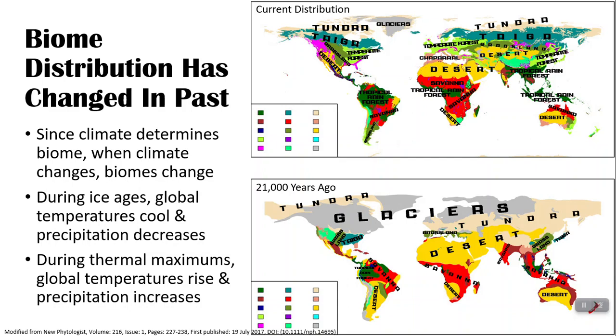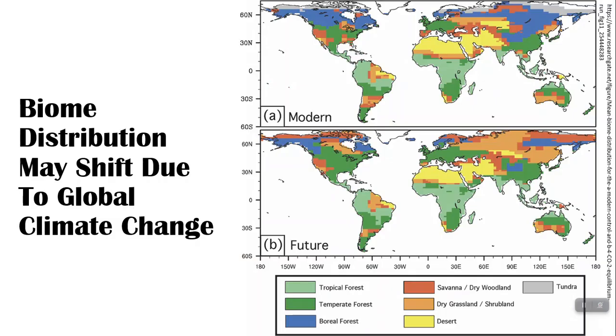dramatically. When temperature's colder, usually a lot of water in the planet is locked up in glaciers and frozen, and precipitation tends to decrease because cold air holds less moisture. When you have what are sometimes called thermal maximums, where temperatures are higher, then you're going to see that global temperatures rise and precipitation increases, but not around the world.